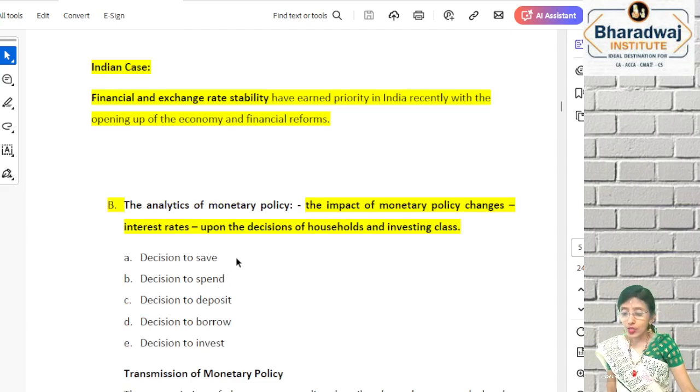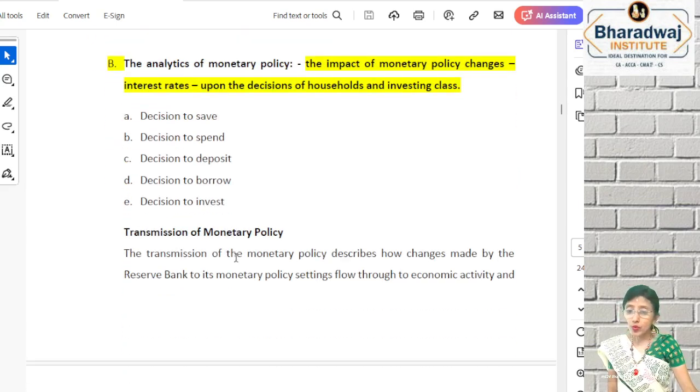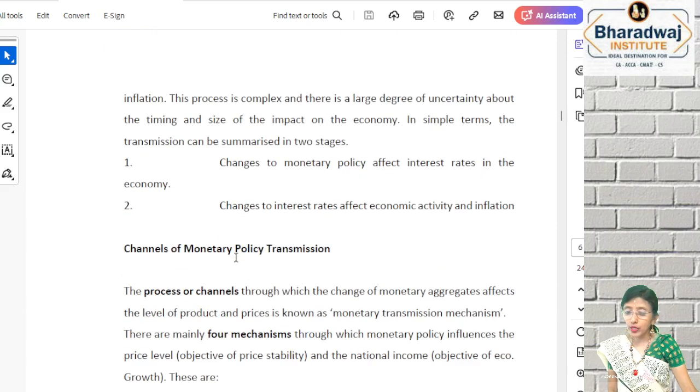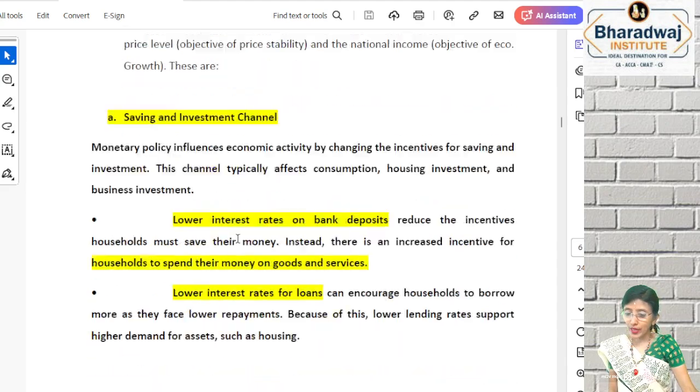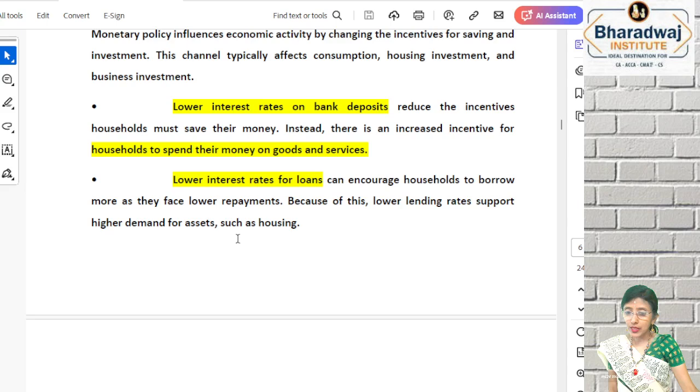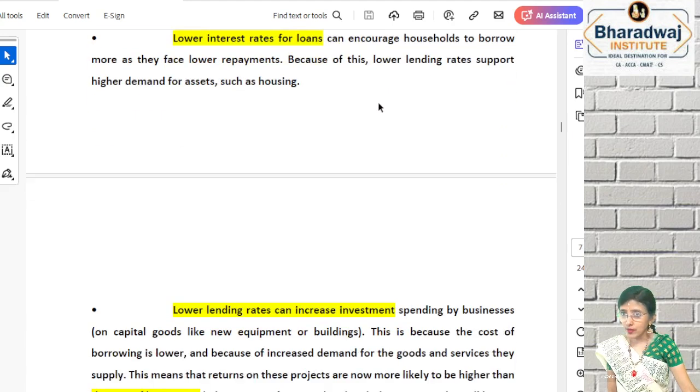Under analytics of monetary policy, what do you understand? Transmission of monetary policy, the channels, isn't it? You remember savings and investment channel? What did the savings and investment channel do about? It's about the rate of interest on bank deposits, rate of interest for loans. There's a difference, no, between the two. Here I am a borrower. Here I am a gainer, beneficiary, right?